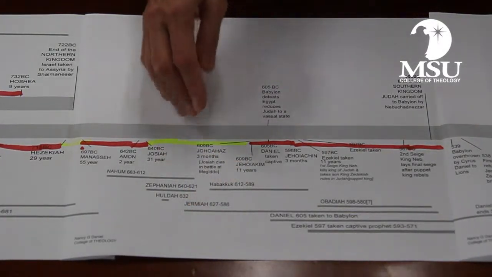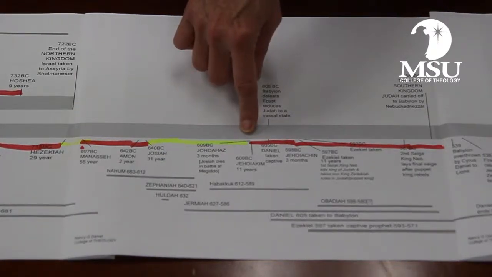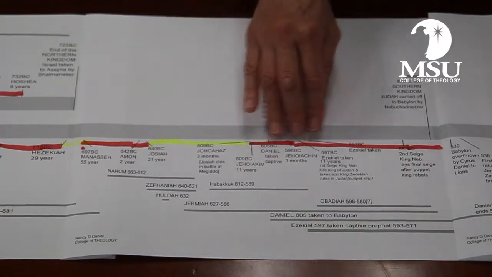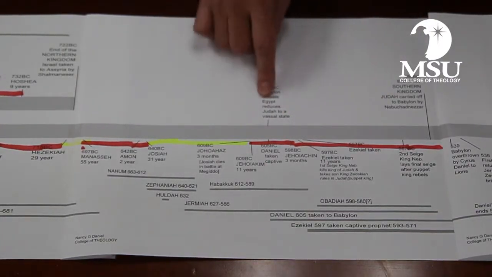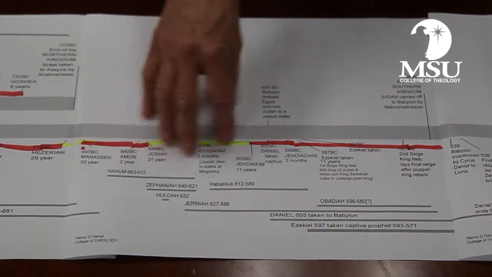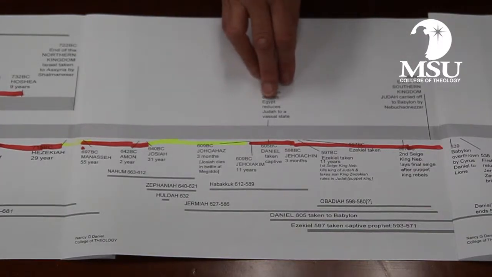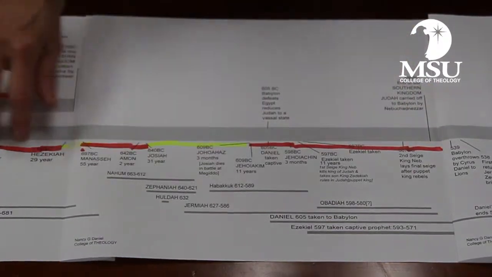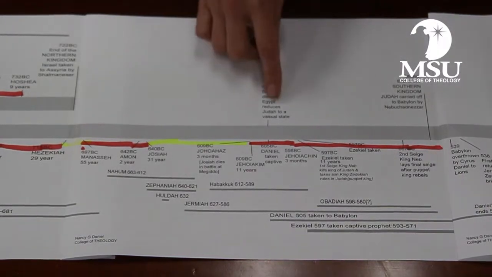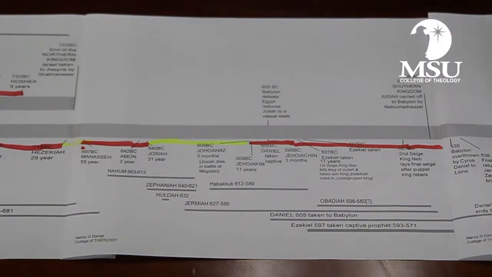So here's Huldah. She tells him that. Josiah ends well. And what happens? The rest of the story is every one of the kings became puppet kings, because Babylon defeats Egypt. Because Egypt was starting to rise in power, they defeat Egypt and reduce Judah, which is the southern kingdom, Judah and Benjamin, to a vassal state. That means they were puppets, in other words. They were paying tributes, and they were pretty much slaves.